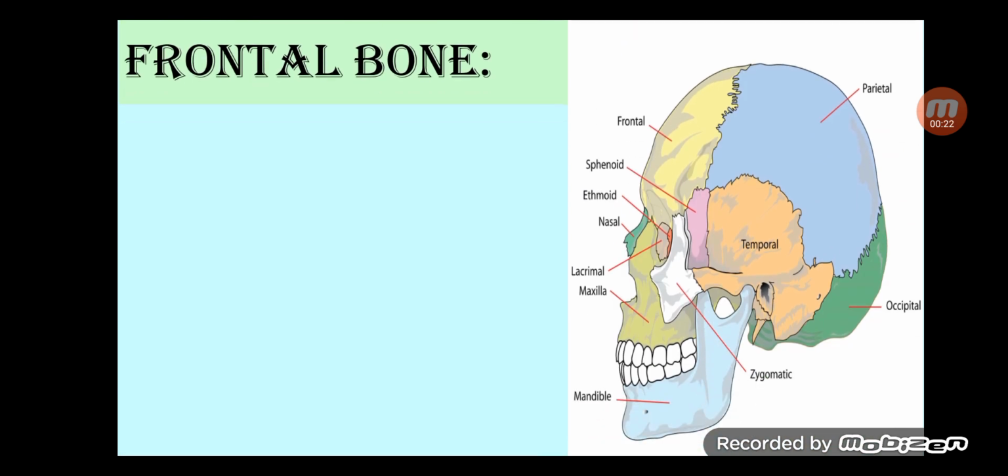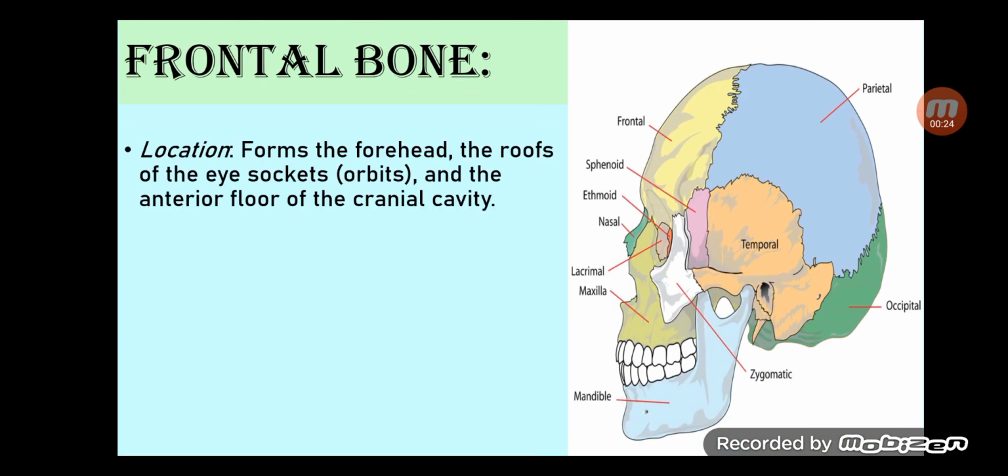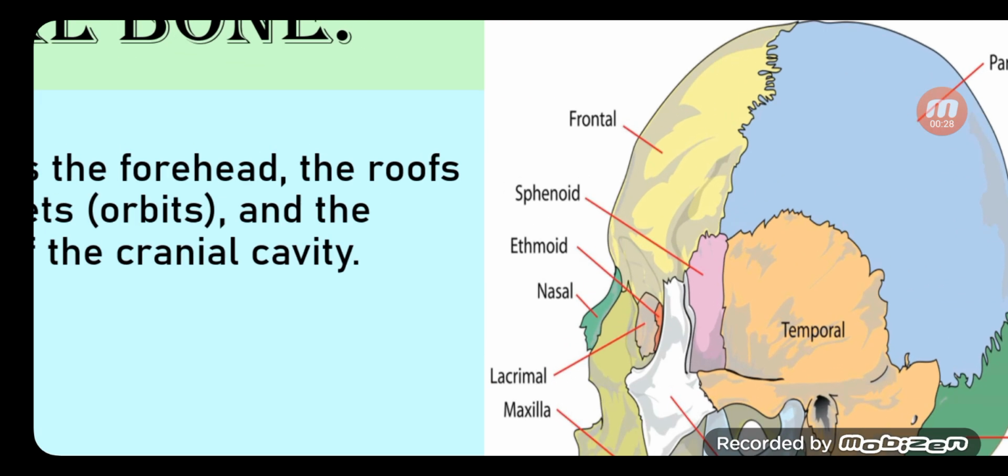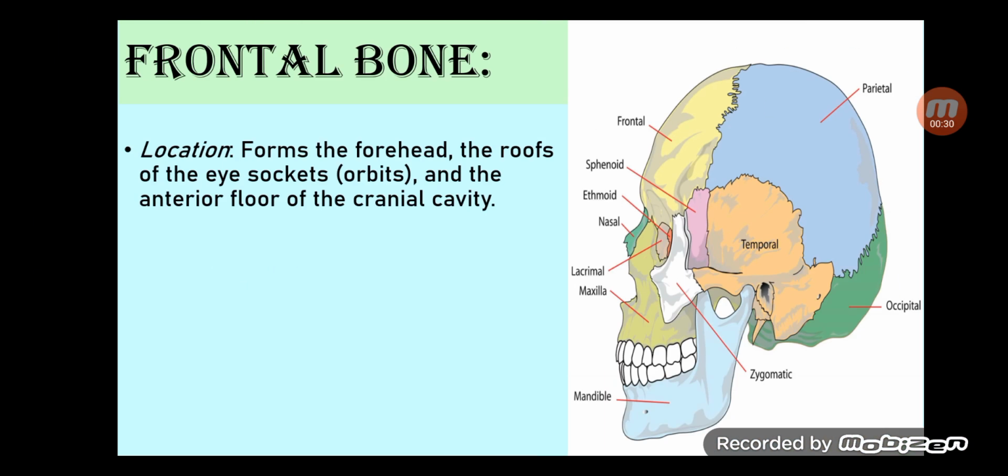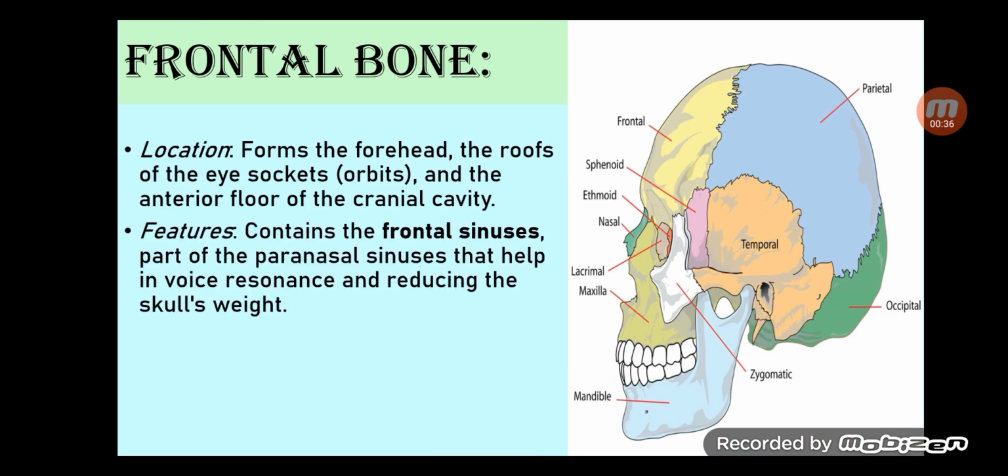The first cranial bone is the frontal bone. Talking about the location of the frontal bone, it forms the forehead. There you can see this bone is the frontal bone. It forms the forehead, the roof of the eye sockets, and the anterior floor of the cranial cavity.